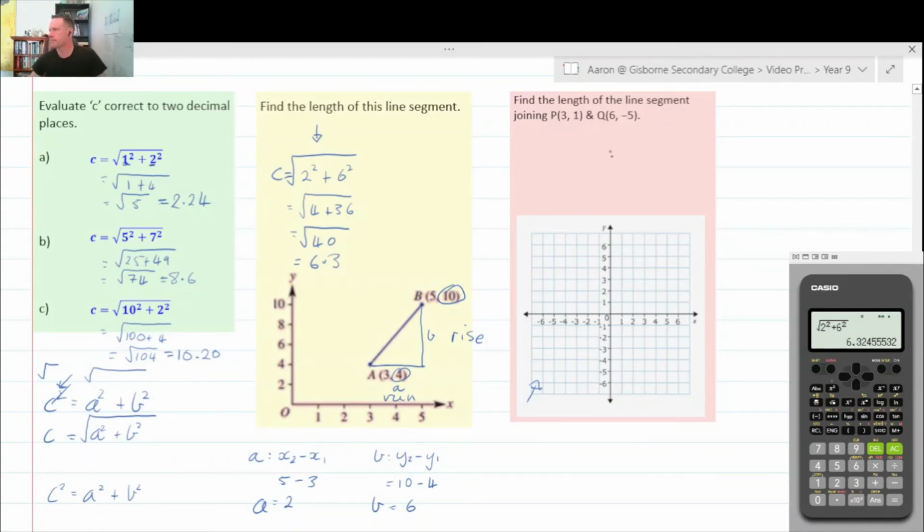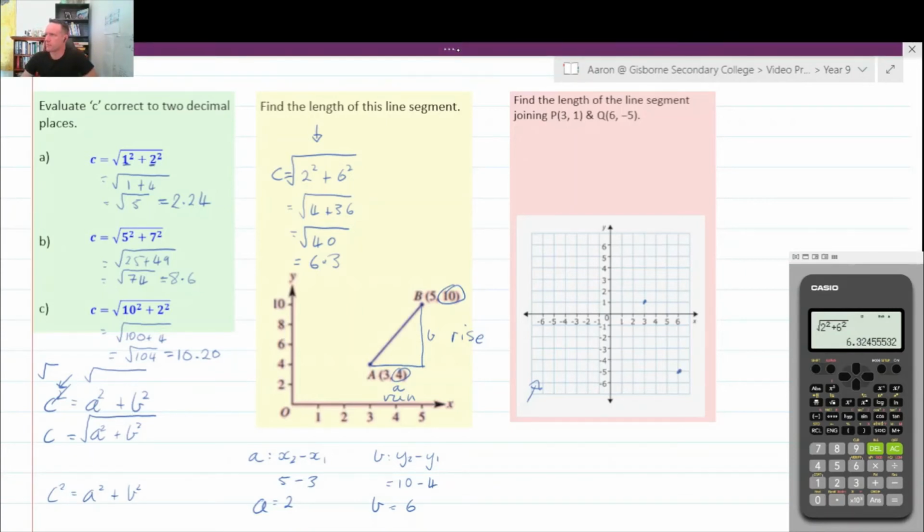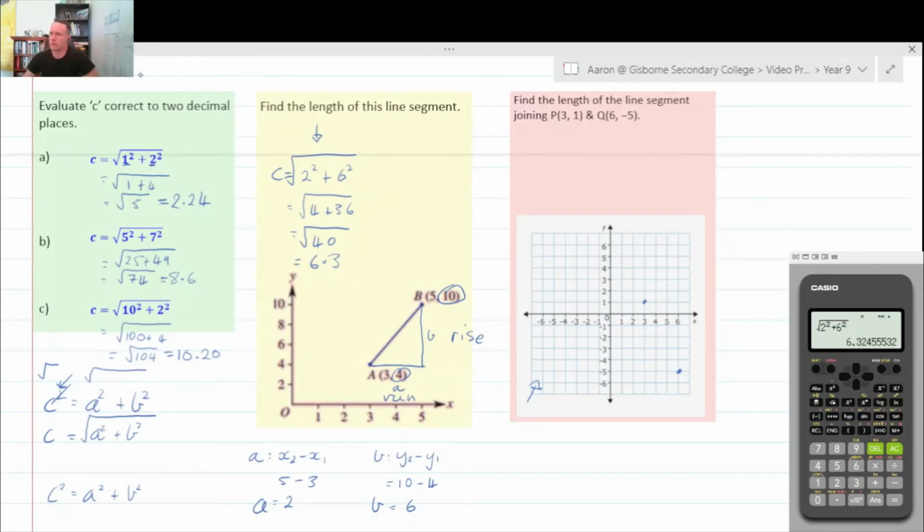Now, for this last bit, we've got P, which is (3, 1), so I've got a point here, which is (3, 1), and I've got a point, which is (6, -5), down there. And a line between those. Draw a line there. So we want to find the length of that line now.